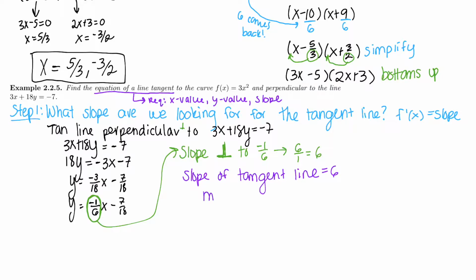So for slope, we have 6. We need to find x values and y values now, and we're going to need to use the derivative to make that happen. So we have this curve, and I had set up here, we want f prime of x to be this slope. So we want the tangent line to have slope 6. So for our next step, we're going to find f prime of x.